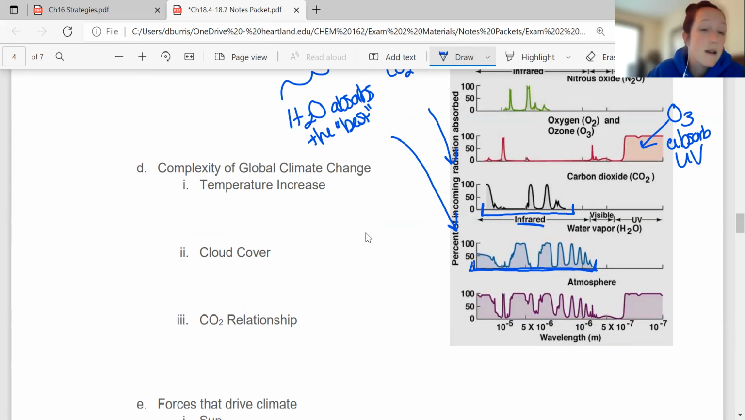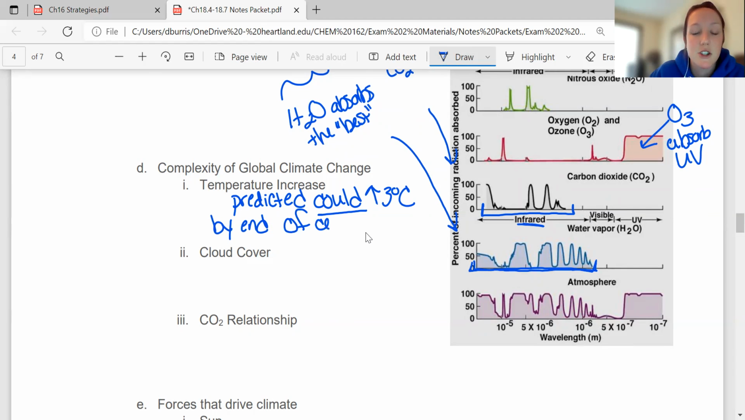Lots of climate scientists, quote unquote, have predicted that our temperature could rise by possibly 3 degrees Celsius. That's a lot to get the temperature of our Earth to rise 3 degrees Celsius. That would actually melt all of the ice caps. So they predicted that it could rise about 3 degrees Celsius by the end of the century. So we got a while.